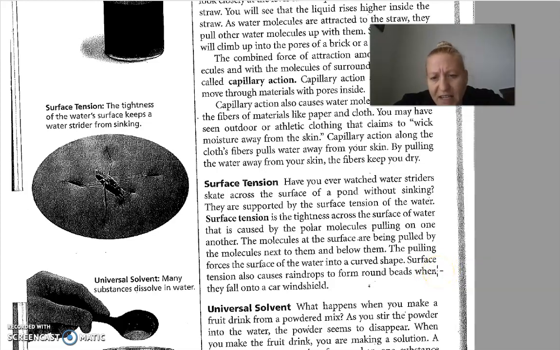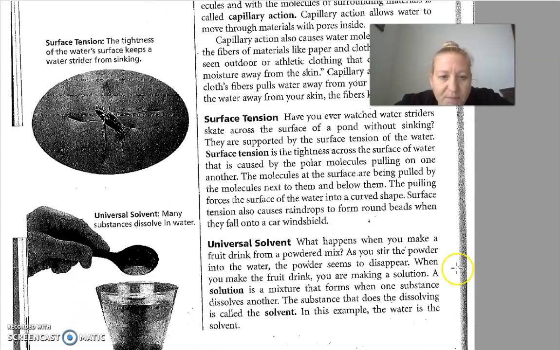Surface tension is the tightness across the surface of water that is caused by polar molecules pulling on one another. The molecules at the surface are being pulled by the molecules next to them and below them. The pulling forces the surface of the water into a curved shape. Surface tension also causes raindrops to form round beads when they fall onto a car windshield.